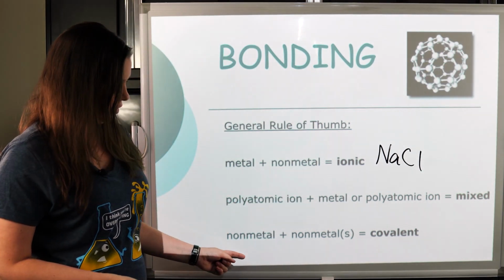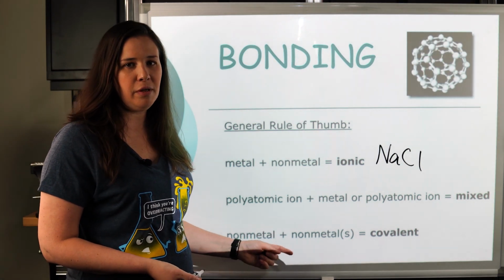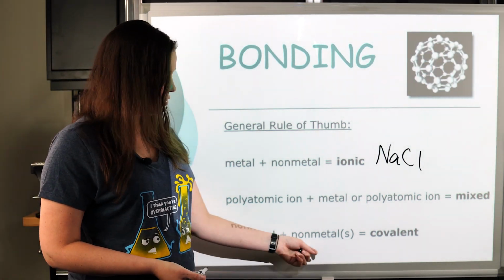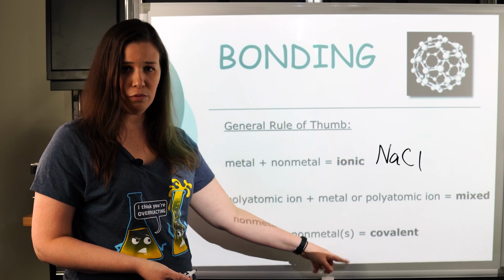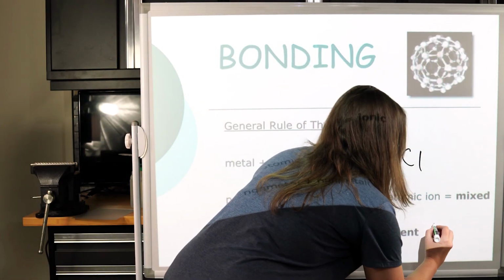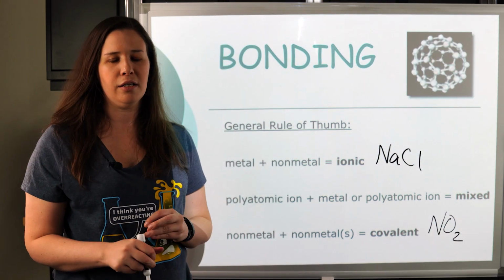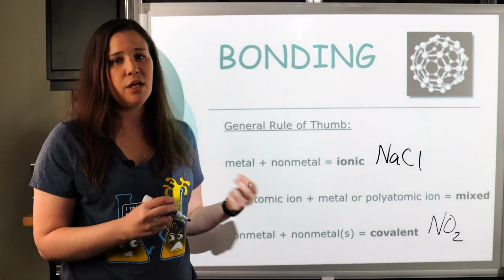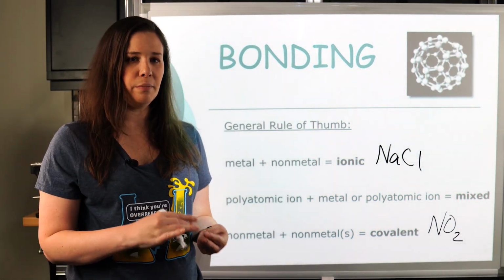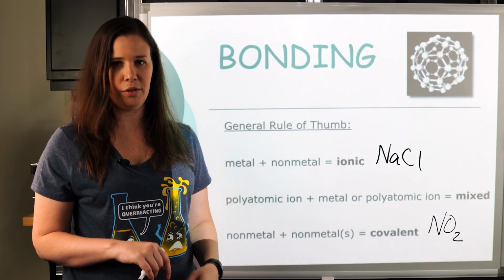Let's go down to the covalent bonds. Covalent bonds are going to be made of all nonmetals. Could be 2, it could actually be more, could have 3 or 4 atoms involved. A good example would be nitrogen and oxygen, nitrogen dioxide, NO2. Both nitrogen and oxygen are nonmetals, and so when they bond, we call that a covalent bond.